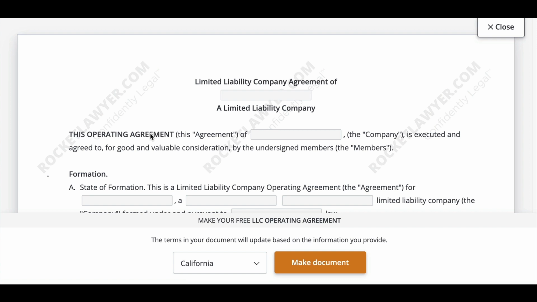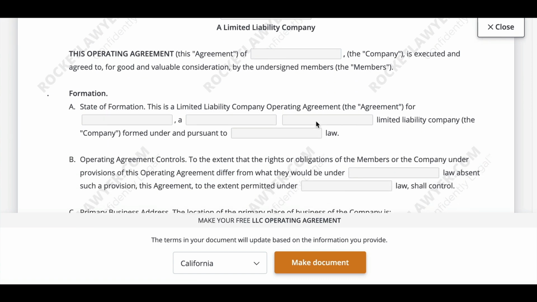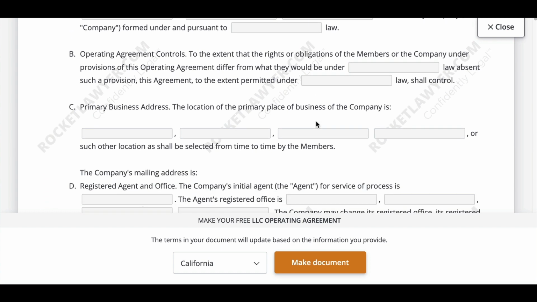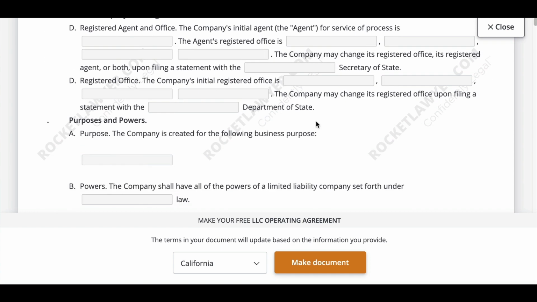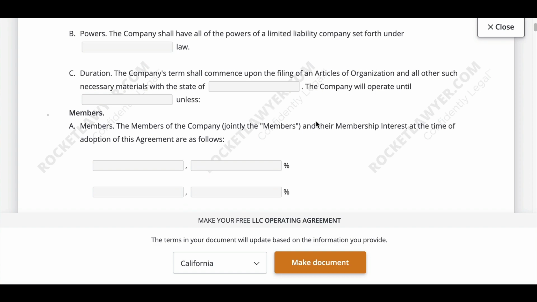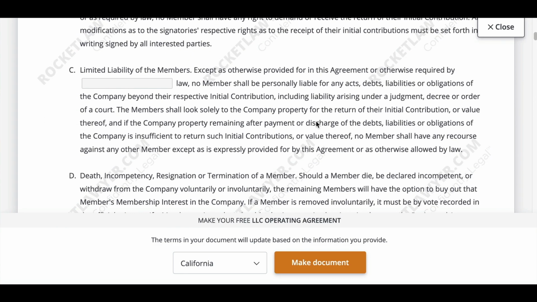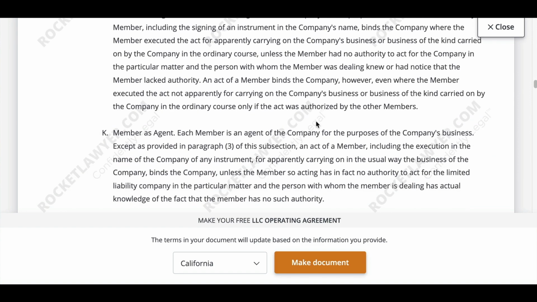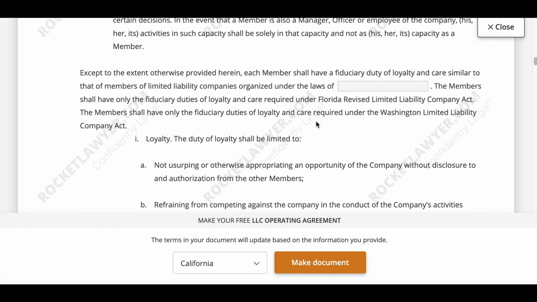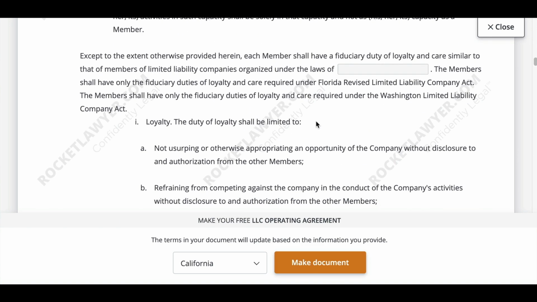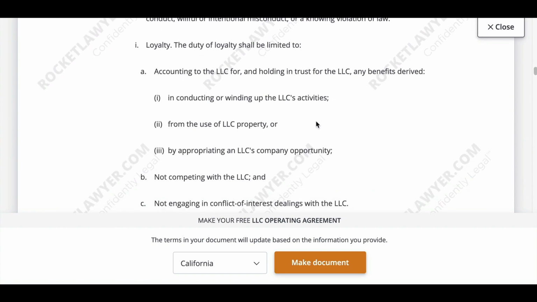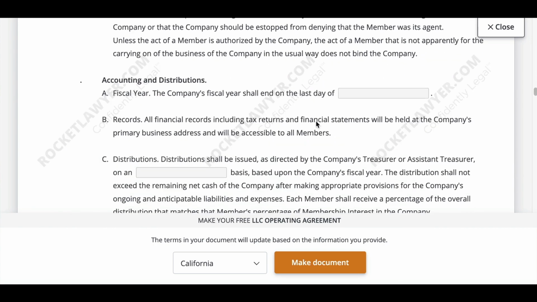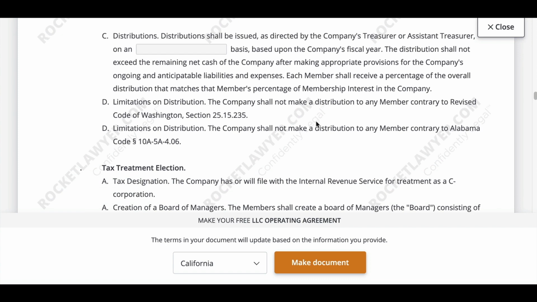So the operating agreement for RocketLawyer, that's like their example. It has operating agreement, state of formation, operating agreement controls, address, registered agent, registered office, purpose, powers, duration, who the members are, contribution, what happens if the members want to leave. Oh yeah, so this will be the duties of the members. The members are agents for the business, how distributions work.